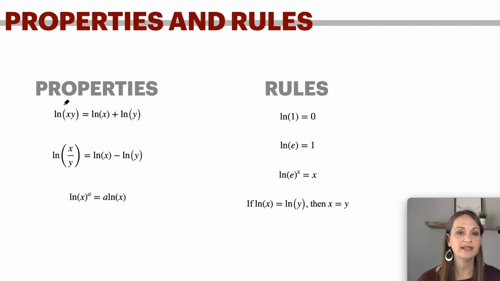The properties and rules apply just like they did with logs. If you had multiplying, then you can add two natural logs together. If it's division, you'd be subtracting. And if you had an exponent, you can put it out in front.